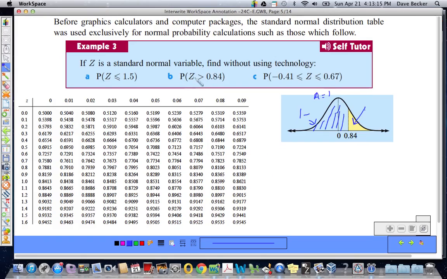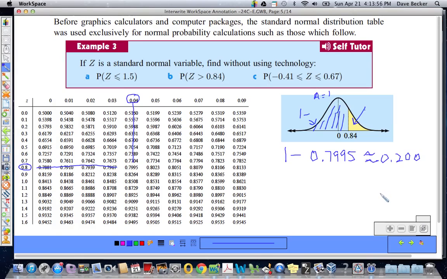Okay, so the probability that z is greater than 0.84 is 1 minus, okay, so here's 0.8 and 0.84. We go out to the 0.04. We go down there and straight across there. So it's 1 minus 0.7995. And that is equal to about 0.200 to 3 significant figs. So our answer is about 0.200 or about 20%.